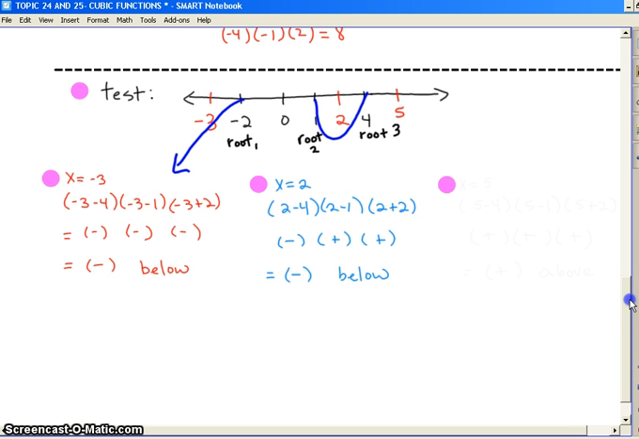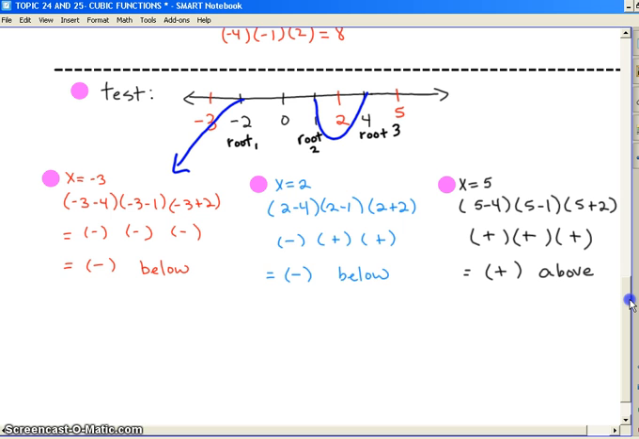Okay? All right, and then finally, I'm going to test this point over here to the right so I can tell if I keep going up with the graph or do I need to come down. All right, so 5 minus 4 is positive, 5 minus 1 is positive, and 5 plus 2 is positive. So the graph, once I move to the right of 4, all my answers will be positive numbers, no matter if I plug in 5, 6, 7, whatever. You'll always get a positive answer. Okay? So that part of the graph is going to keep going up right there.